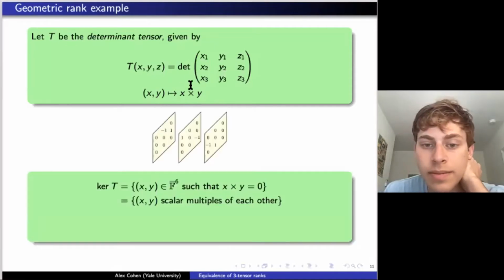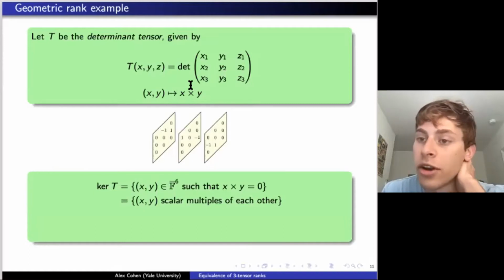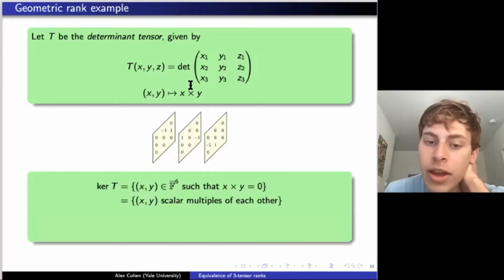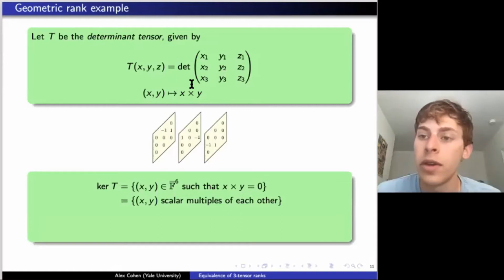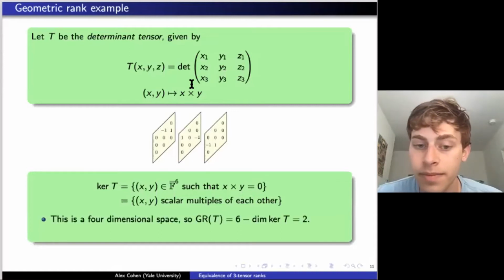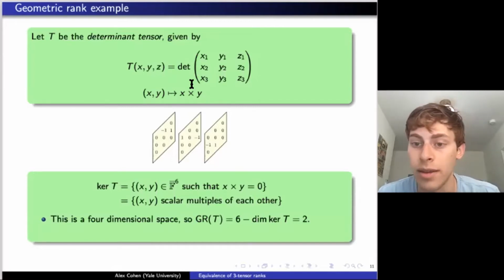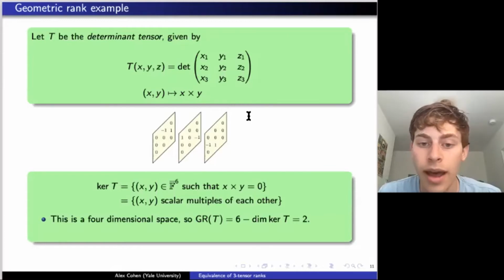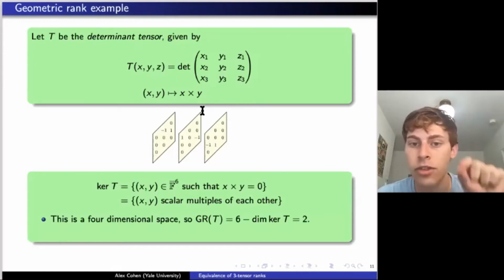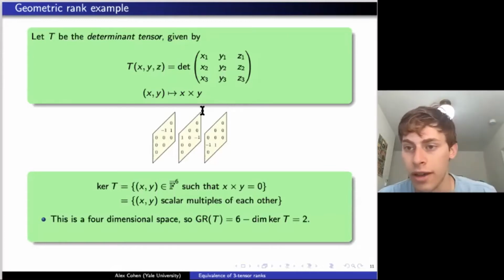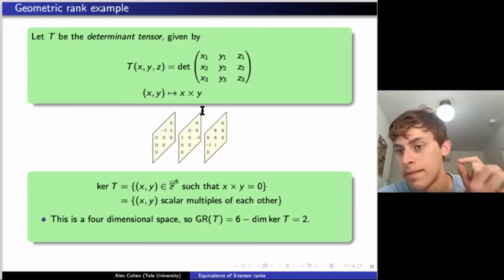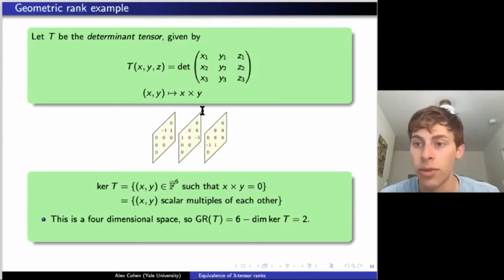Okay, so what is the kernel? The kernel is going to be all of the pairs x and y whose cross product is 0. We can describe this space explicitly, and then we can just compute its dimension. Its dimension is 4. The reason is that we have 3 degrees of freedom to choose x, and once we've chosen x, there's 1 more degree of freedom to choose y. So that's a total of 4 degrees of freedom, so it's a 4-dimensional space.